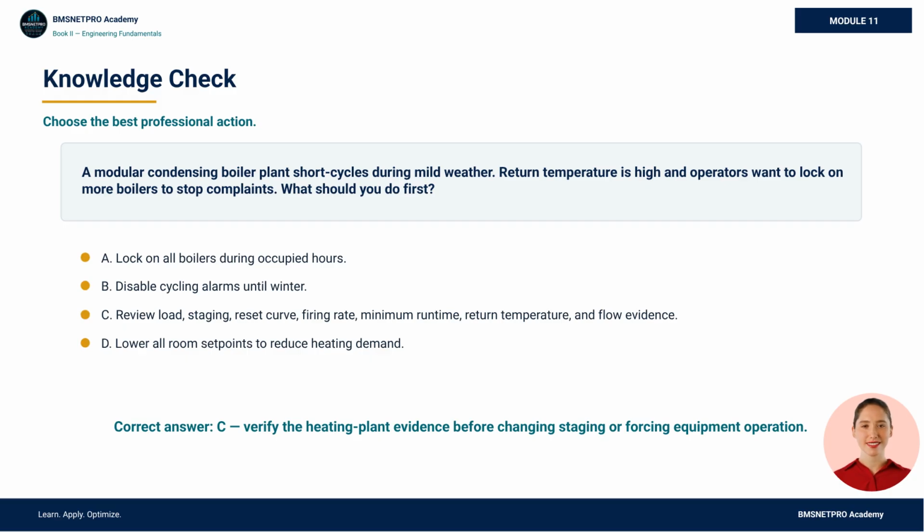The best answer is C. Short cycling during mild weather usually means the staging strategy deserves review. The plant may be enabling too much capacity for the load, responding too quickly to temperature error, or operating with return water conditions that limit condensing performance. Forcing more boilers on can increase cycling and energy use. Disabling alarms hides the symptom. Lowering room set points does not address the plant behavior. The professional response is to evaluate load, staging, reset, firing rate, minimum runtime, return temperature, flow, and the actual system arrangement.